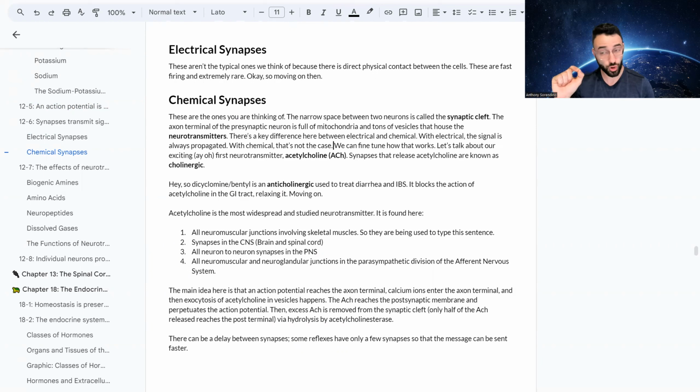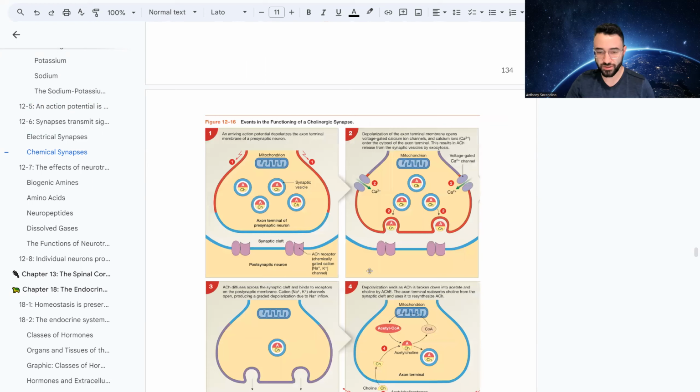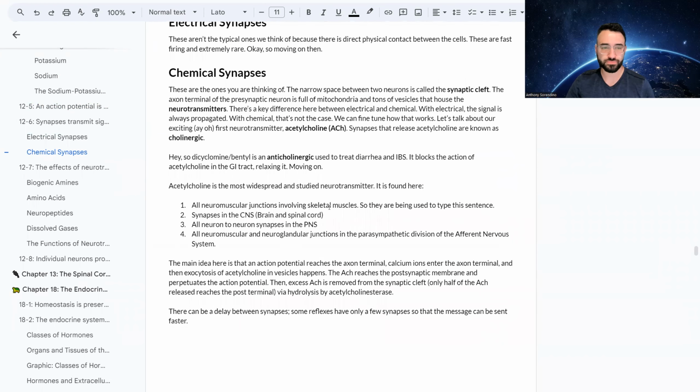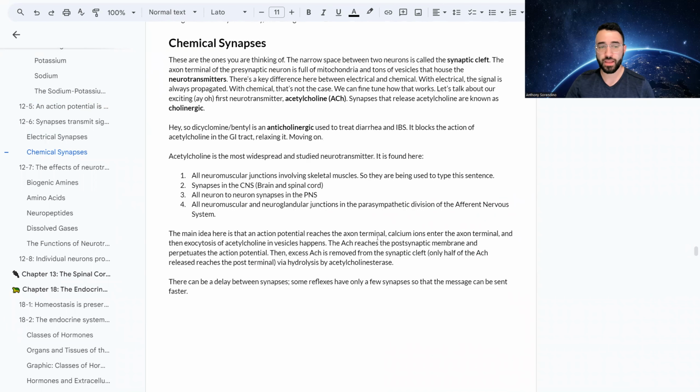So not acetylcholinergic, which would be a much better name in my opinion. But I think technically because choline is separated, but whatever. I have been studying some pharmacology. So dicyclomine, or Bentyl, is an anticholinergic used to treat diarrhea and IBS.